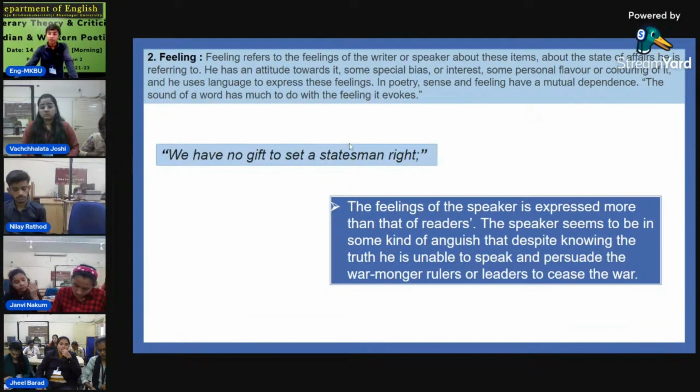So we have no gift to set a statement right. So what feeling do we get from here? It is that the feelings of the speaker are expressed more than those of the readers. Right. The speaker seems to be in some kind of anguish.